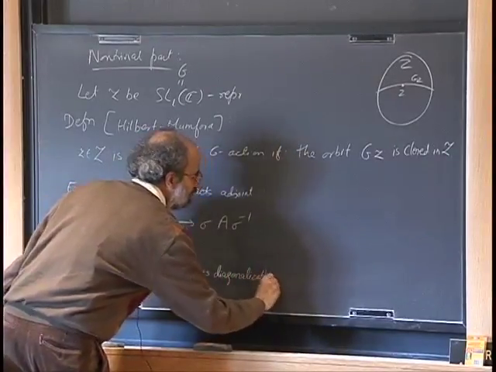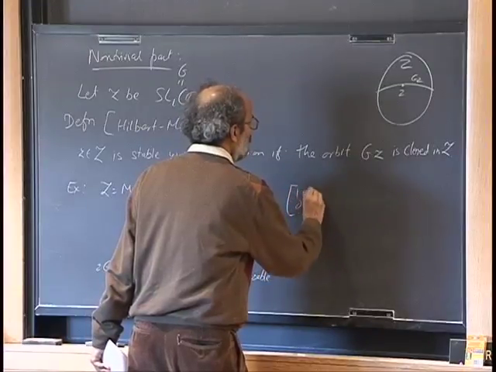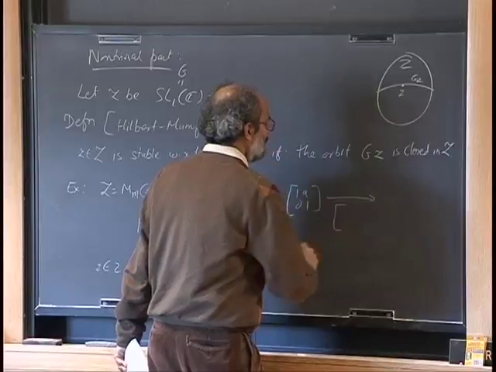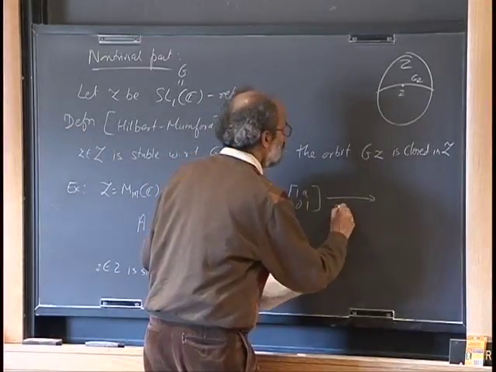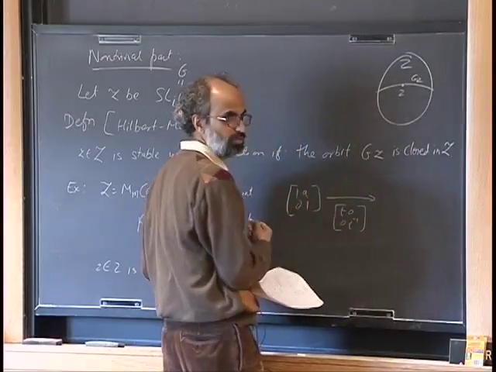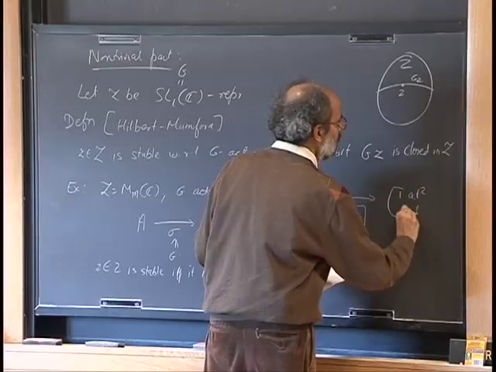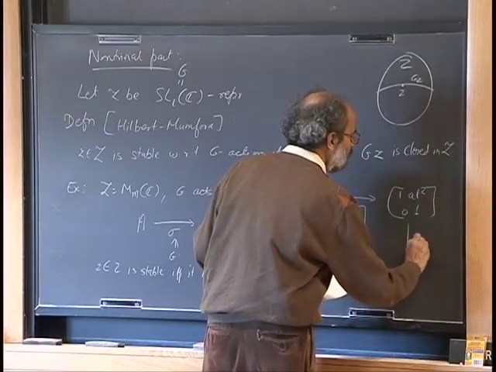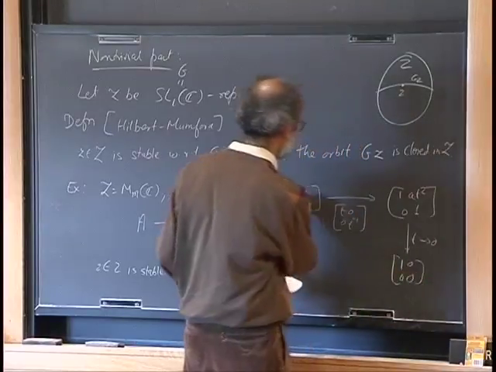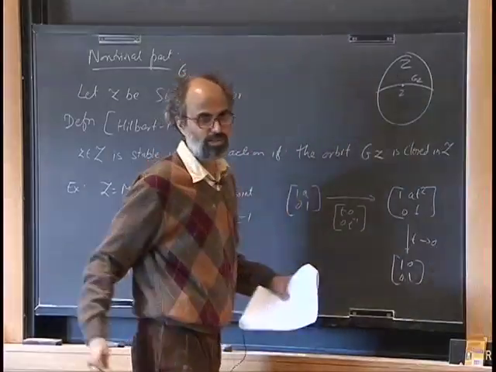So for example, take this matrix 1 1 0 A. This is not a diagonalizable matrix, and if you take the adjoint action of this torus T 0 0 T inverse, it will turn out to be 1 A T square 1 0, and then as T goes to 0, this would go to 1 0 0, which is obviously not in the orbit because this is diagonal. This is diagonal and this is not diagonalizable.